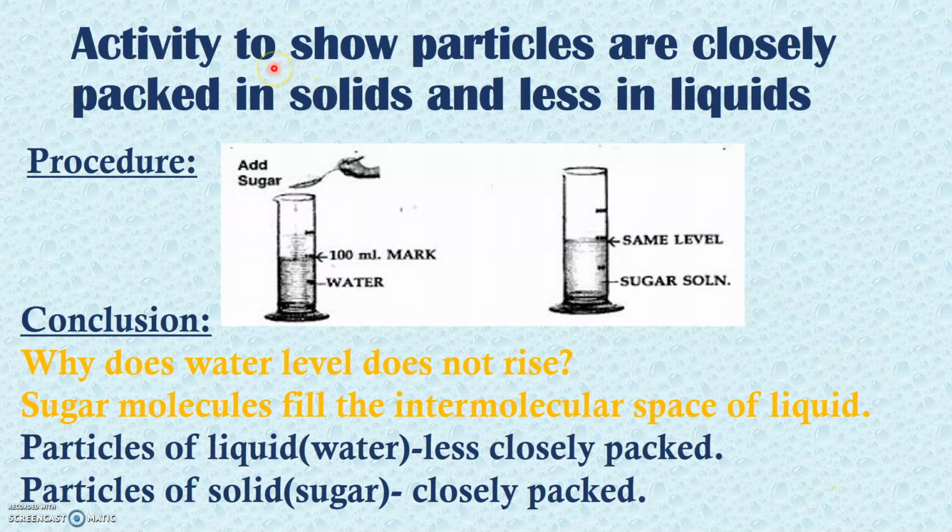Now, let us see an activity to show particles of solids are closely packed and the particles of liquids are less closely packed. For this experiment, we need a measuring cylinder, water, a spatula of sugar, and also a stirrer. Add 100 ml water to the measuring cylinder and add sugar crystals into the water and then stir it carefully. Now what you have obtained is a sugar solution.